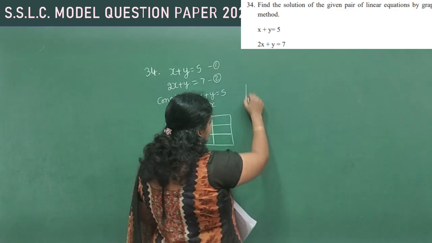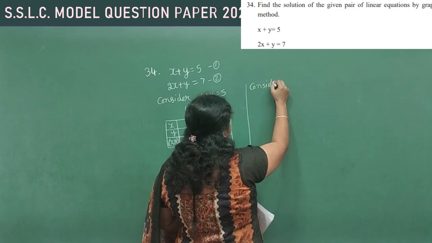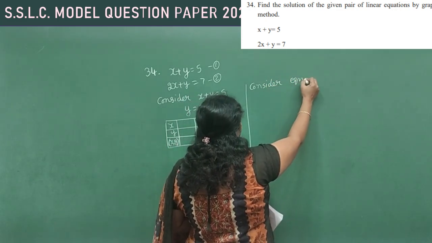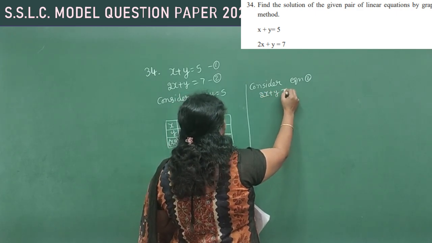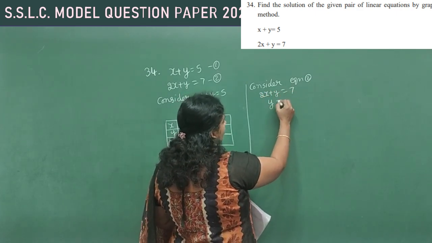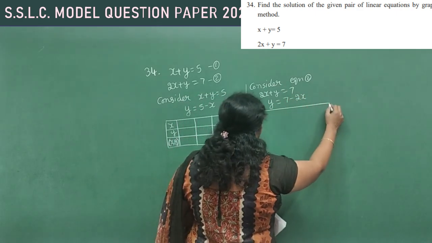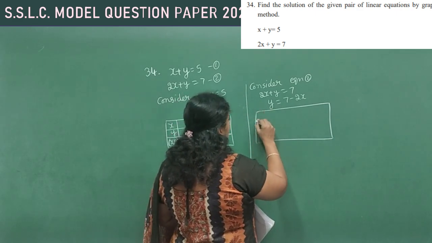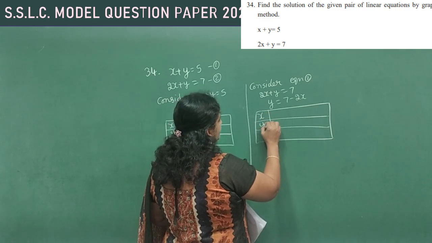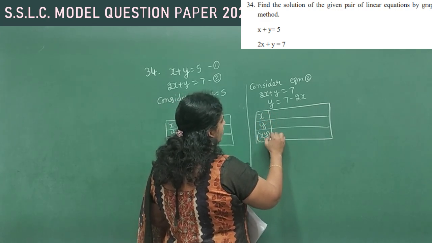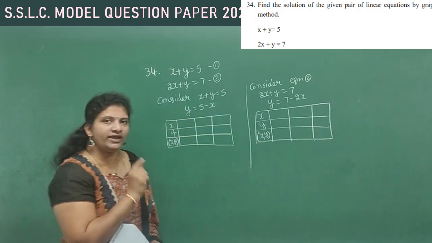And next, similarly consider the second equation. What is that? 2x plus y is equal to 7. Rewrite in y form. Y is equal to 7 minus 2x. Again take a small table. X, y, x comma y. Right? Now observe the two equations.